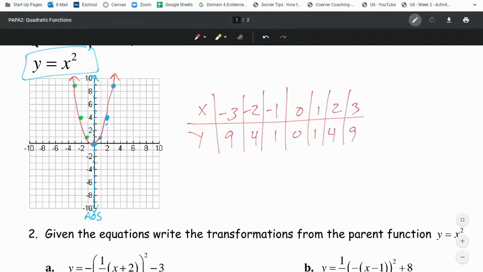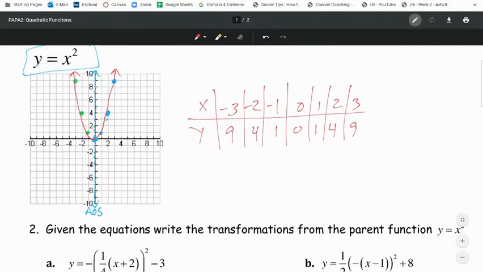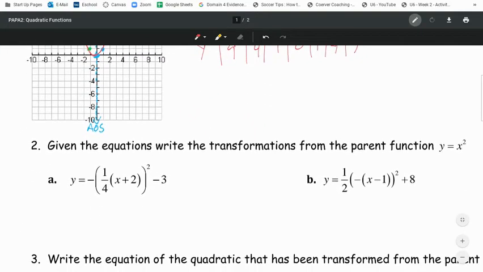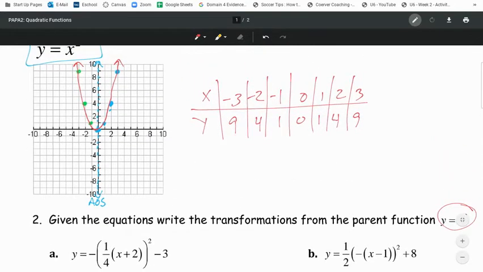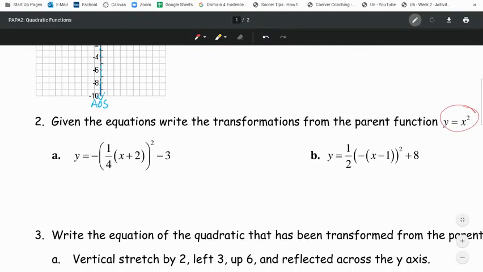And then those are the associated y values that we plotted. Okay, so we need to understand that's what the parent function looks like. It says, given the equations, write the transformations from the parent function. So here is our parent function, it's that image right there, and we want to know what are the transformations that occurred.